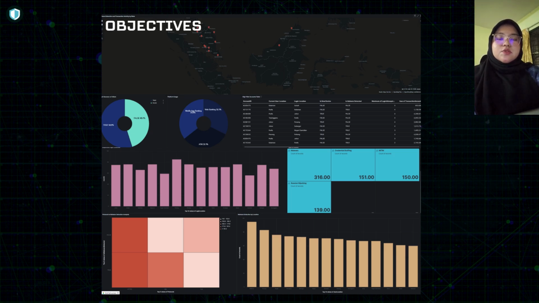So this project aims to analyze malware detection data across various banking transactions to evaluate system performance and identify patterns of cyber threats by examining the transaction details, login success rate, and malware detection flags.